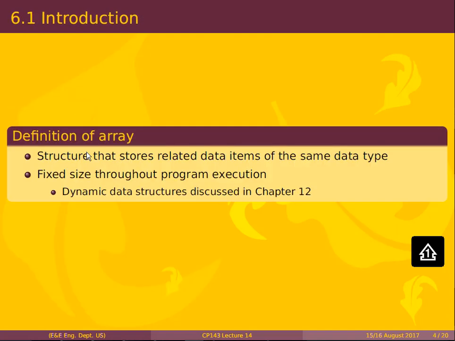So what is an array? An array is a structure that stores related data items of the same data type, and it has a fixed size throughout the program execution. At this point in time, we do have the concept of dynamically allocating more memory if a program should require it, but that is left till chapter 12. We call it dynamic data structures. So for now, your array declared in your program will have a fixed size, and it just groups a bunch of related items in memory.